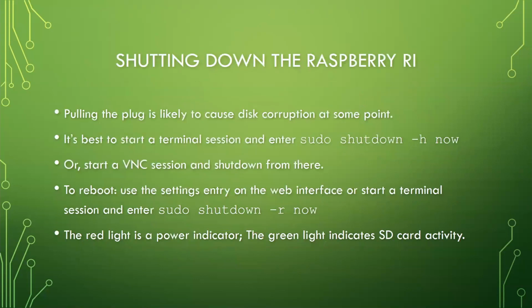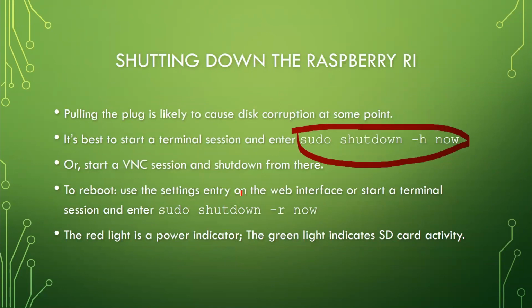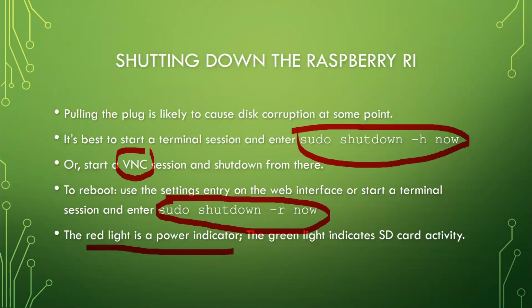Shutting down the Pi, I already mentioned you're likely to corrupt the disk if you just pull the plug. If you start a terminal session, you can put in this sudo line. This is the command if you need to restart it for some reason. You could also start a VNC session and reboot it from there. Again, the red light is only a power light. The green light indicates activity, so definitely don't pull the plug if the green light is blinking.